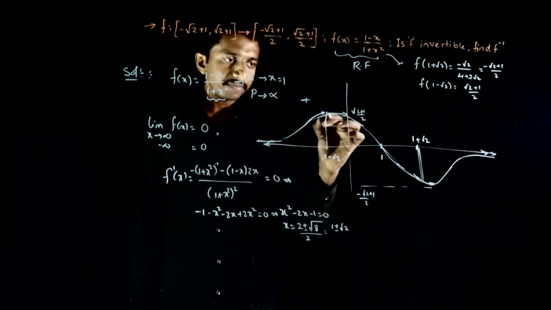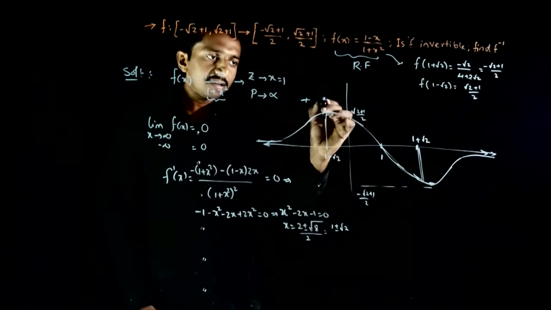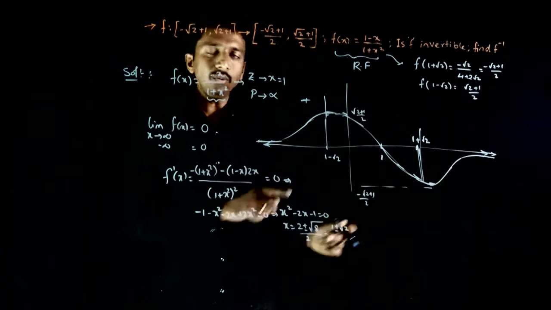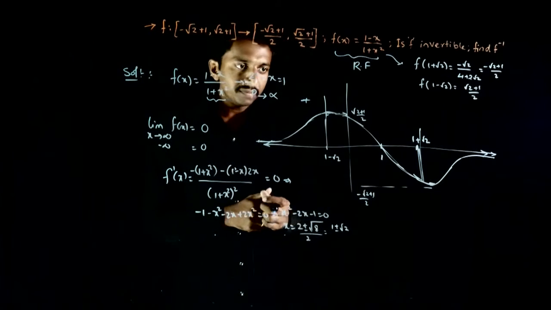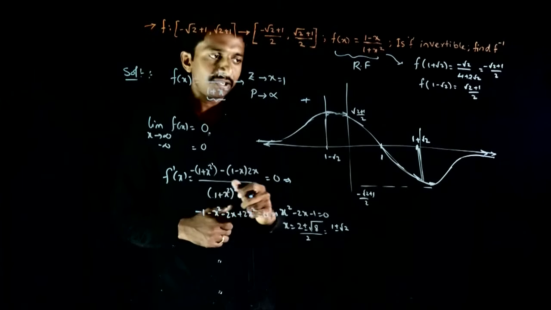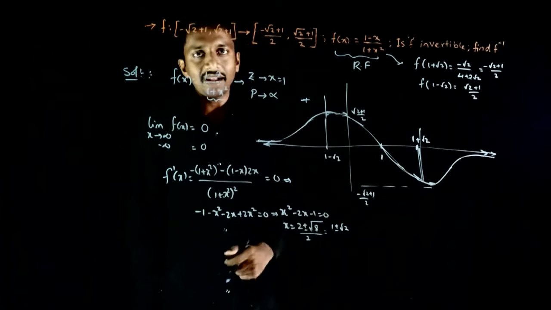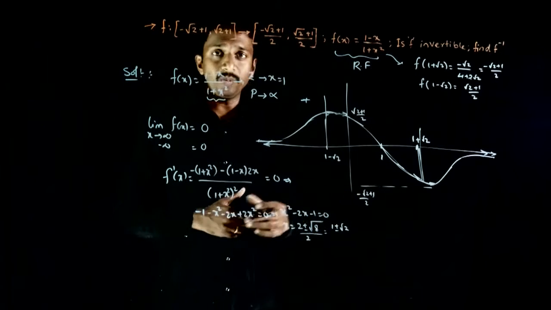So यहाँ मैक्सिमम है, ठीक है. The graph is something like this. So you can see that if you restrict the domain to 1 minus root 2 to 1 plus root 2, ठीक है. So the function is 1-1, it passes the horizontal line test. Anywhere you draw a horizontal line, it's cutting the graph at only one point.